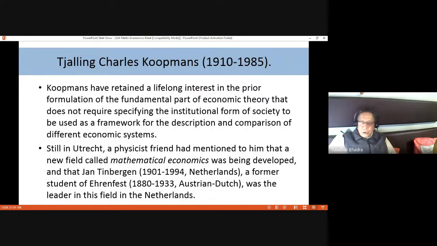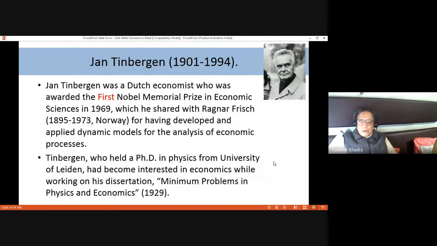Still in Utrecht, at the university, a physics friend mentioned to him that a new field called mathematical economics was being developed, and that Jan Tinbergen, 1994 from Netherlands, a former student of Ehrenfest, 1903, an Austrian-Dutch physicist, was the leader in the field in the Netherlands. So this Jan Tinbergen was a Dutch economist who was awarded the first Nobel Prize in economic science in 1969, which he shared with Ragnar Frisch, 1895-1973 from Norway, for having developed and applied dynamic methods for the analysis of economic processes.